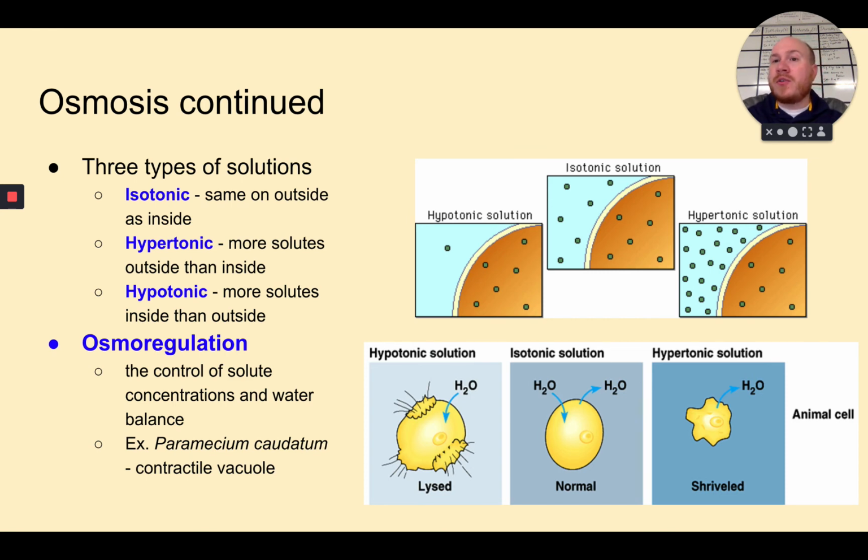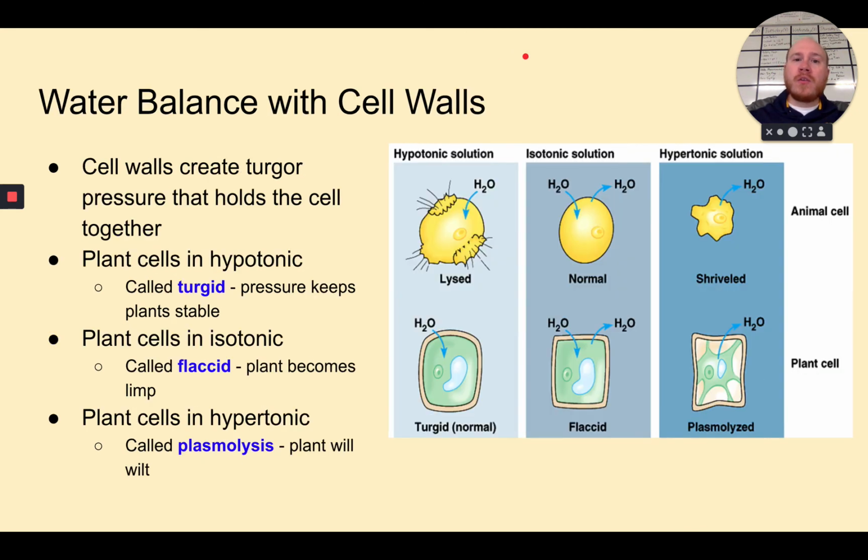Our cells do it too. It's one of the reasons why we gargle salt water, so that we can reduce the pressure on the cells in our throat when we have a bad cold. So water balance with the cell wall. So this is plants, okay? Cell walls create what's called turgor pressure that holds the cell together.